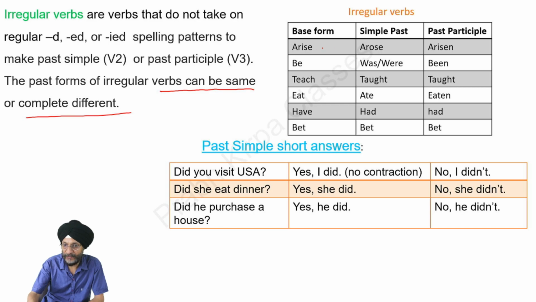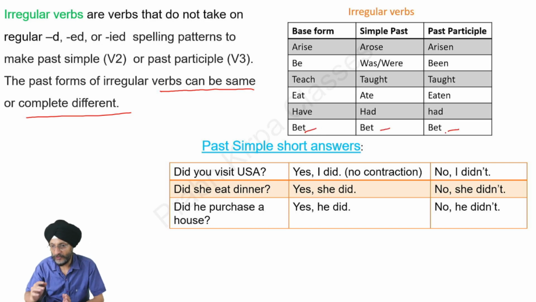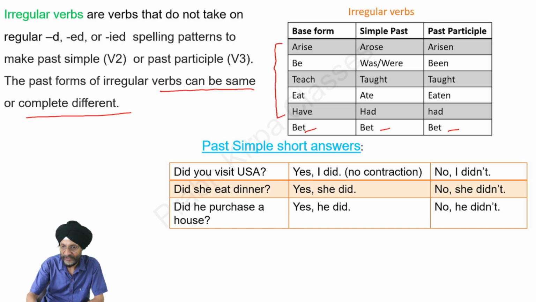For example, arise becomes arose, arisen. Be becomes was, were, and been. Teach becomes taught, taught. Eat becomes ate, eaten. Have becomes had, had. Here you will see put becomes put, put. There is no change at all. In the case of all other irregular verbs, you have seen that there was a lot of change in the simple past form of irregular verbs. You will use this form of the verb in the simple past tense.